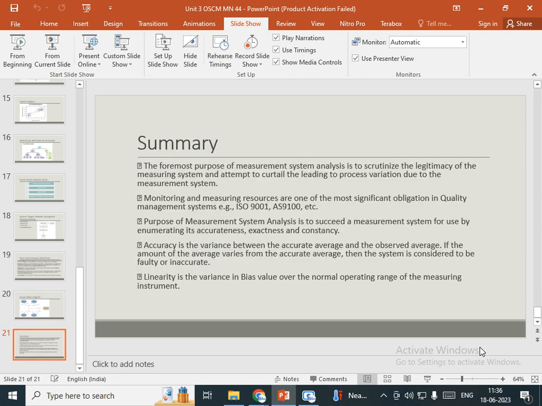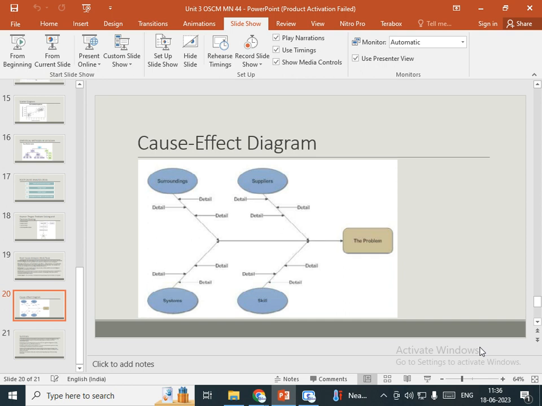Apart from that, suppose it is the product case in the cause and effect diagram. So in the marketing industry, the cause and effect diagram will comprise the 7 P's of marketing, like product, price, place, promotion, then physical evidence, people, and processes. So this will be the case for marketing.